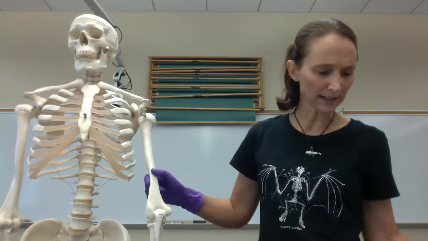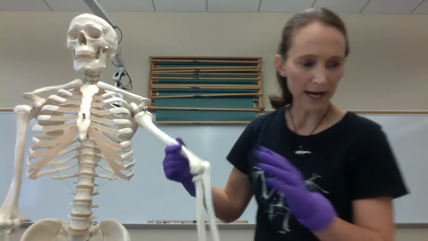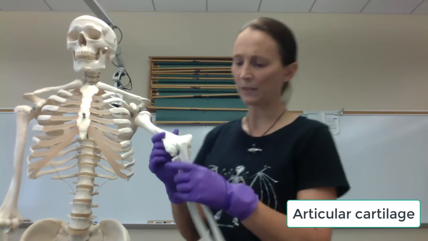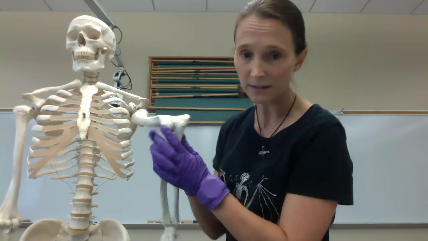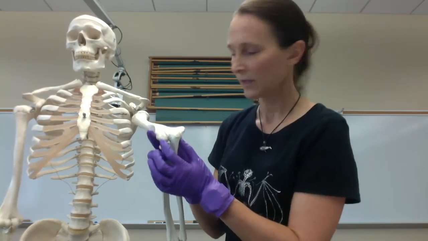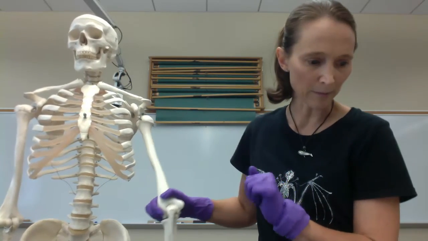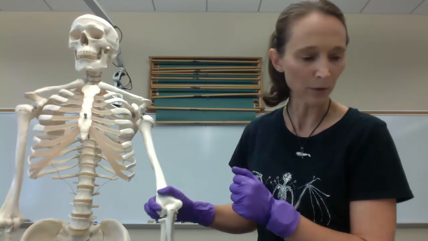I'm just going to go through your terms real quick. Articular cartilage is just going to be the cartilage that's going to be on the joint surface that's going to articulate with another bone. So you'll have articular cartilage there, right, to help prevent friction and damage to the bone.